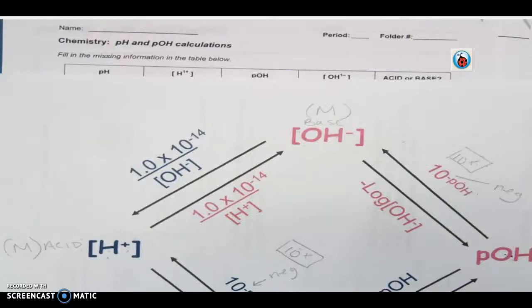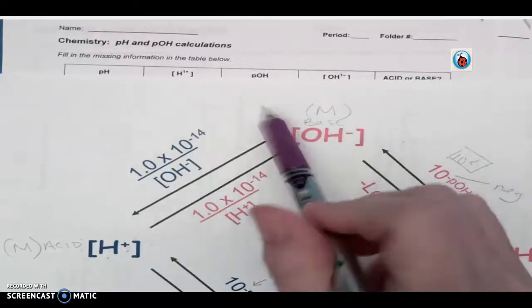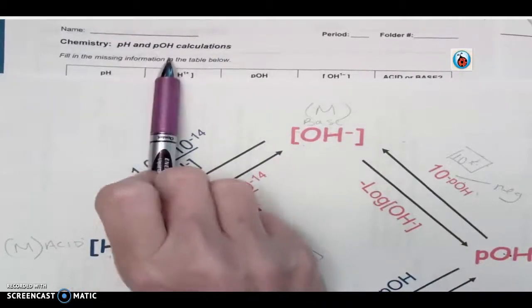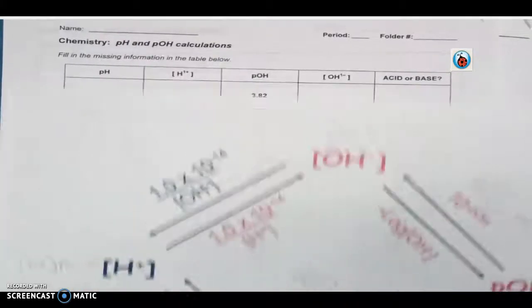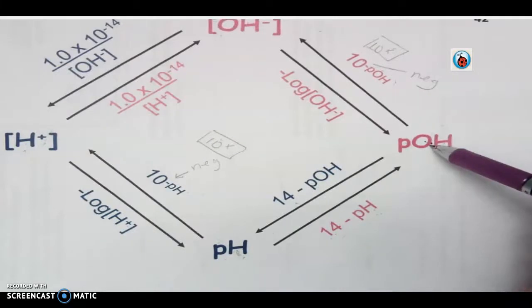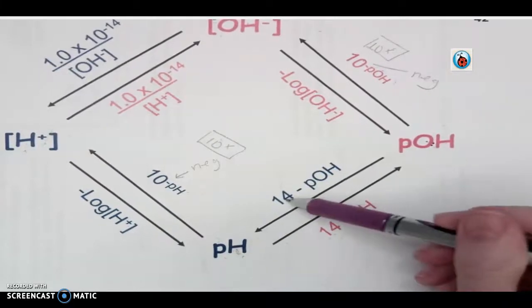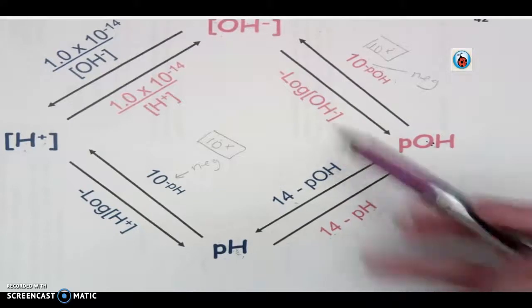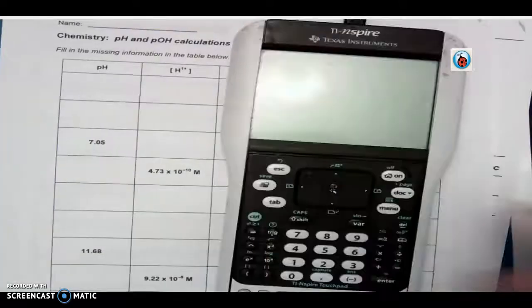Okay, once again, we're going to need our handy dandy chart here to do the pH and pOH calculations. Okay, what do I know? What do I want to know? In this first line here, I know the pOH. And so if I know the pOH, the easiest thing to solve for is the pH. So we're going to do 14 and subtract the pOH. So let's all do that.